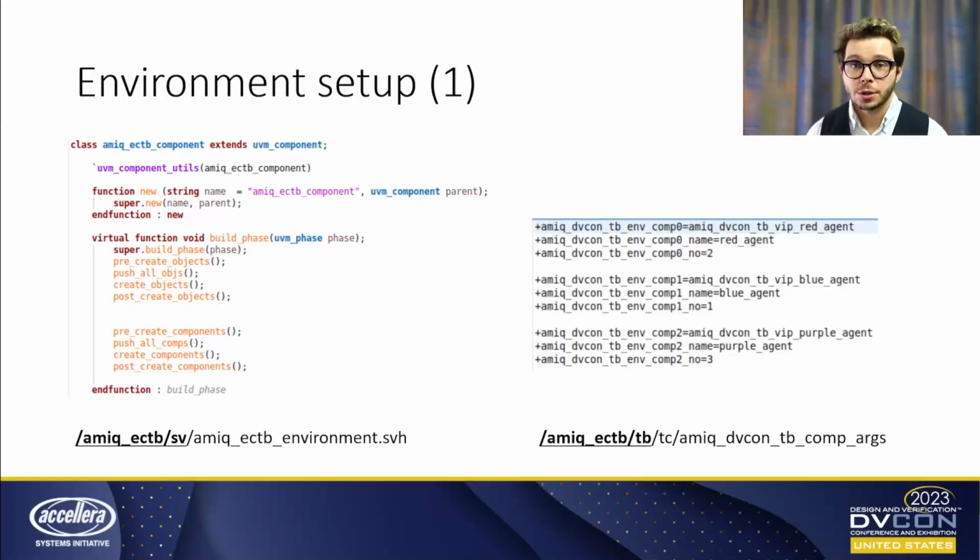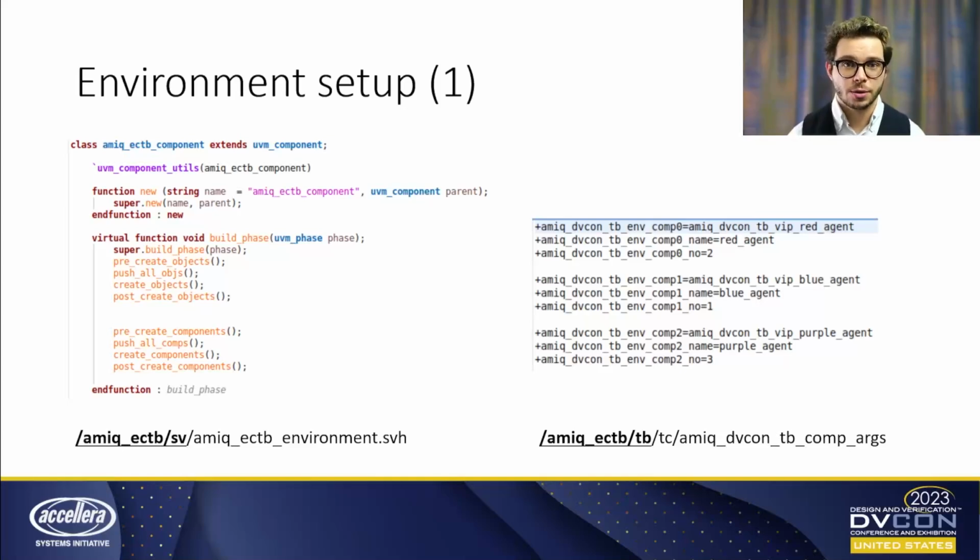The first code example that I want to show is a component. This is the same as an environment, so they both exist, AMIQ CTB component and AMIQ CTB environment. They contain a number of functions, which I'm not going to go in depth here. They can be found in our user guide, which allow you to basically create any number of components dynamically.